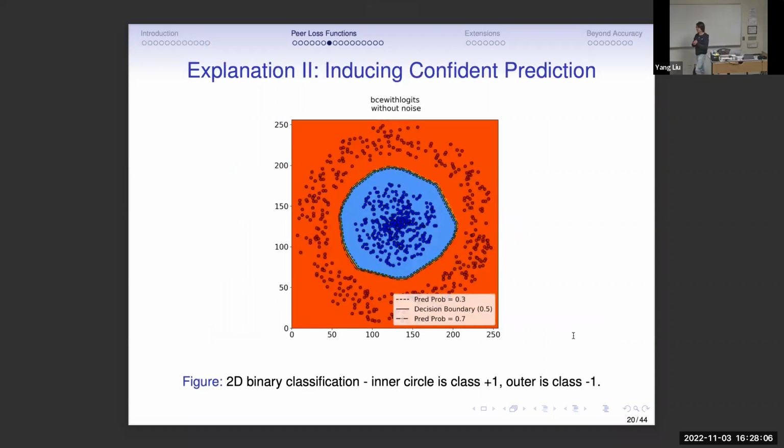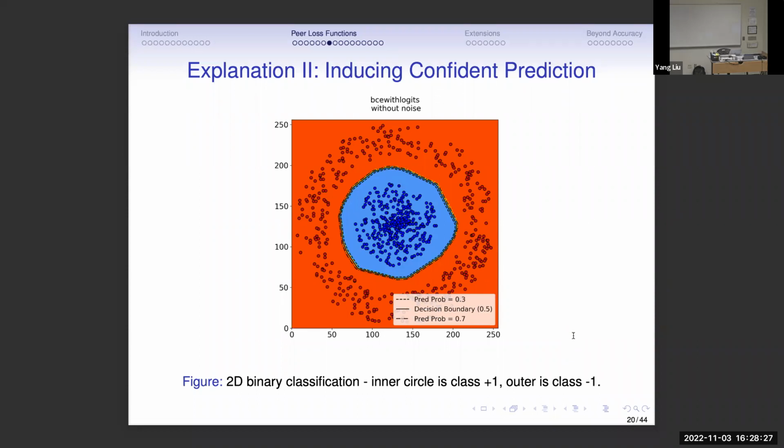The second explanation we find is this loss function is really asking the classifier to be confident in the predictions. So this is the controlled experiment we did. Again, really simple 2D classification. The inner circle is class +1. The outer loop is the class -1. So 2D classification. This is a clean case.